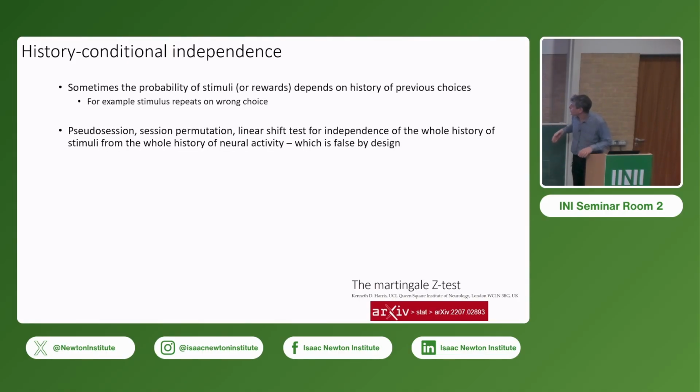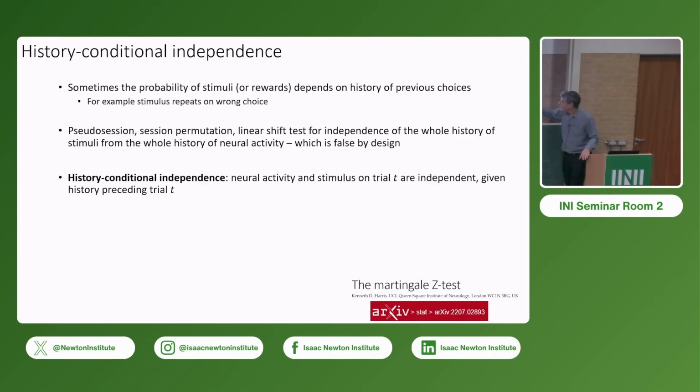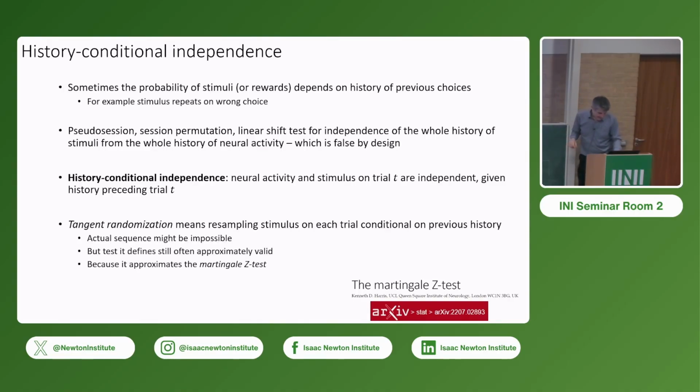But you can't use any of these methods like pseudo-session or session permutation or linear shift, because they're testing for the independence of the whole history of stimuli from the whole history of neural activity. And we know that's false before we even start, because it's a conditional independence, not a full independence. But what we can do is define history conditional independence, which is saying that, conditional on the history up until the moment t, the brain activity and the stimulus are conditionally independent, right? So now that's the null hypothesis we want to test.